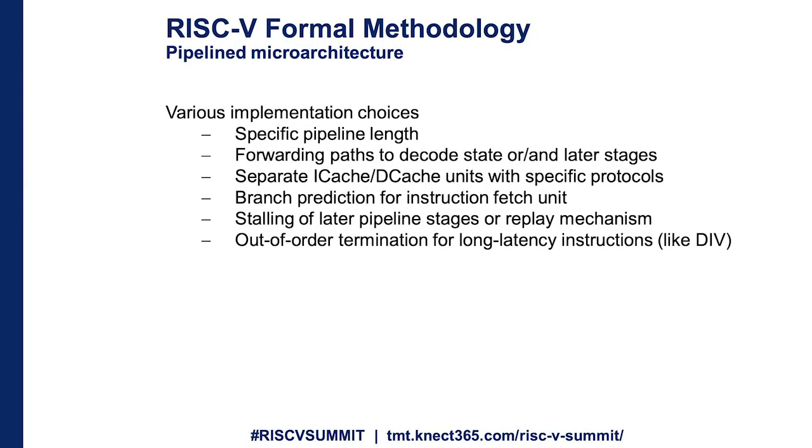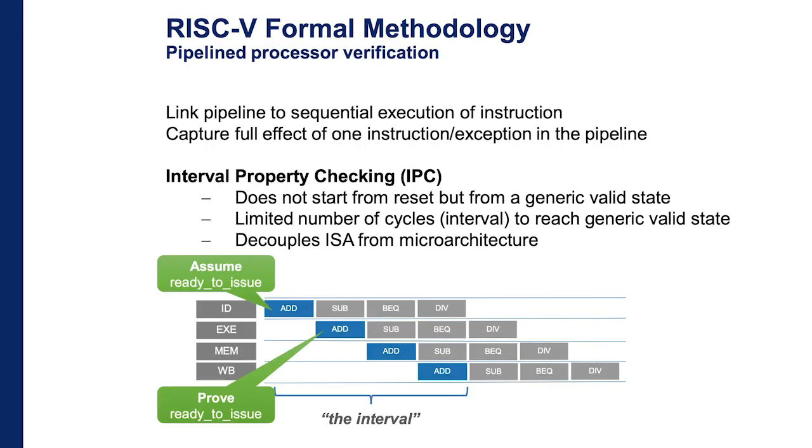Like the pipeline length can be different, and also there are single-issue, multi-issue, in-order, and out-of-order implementations, and these play a big role in the verification. And what we used is the so-called interval property checking methodology. So basically what this methodology does is link the pipeline to sequential execution of instructions. So you basically capture the full effect of one instruction or exception in the pipeline.